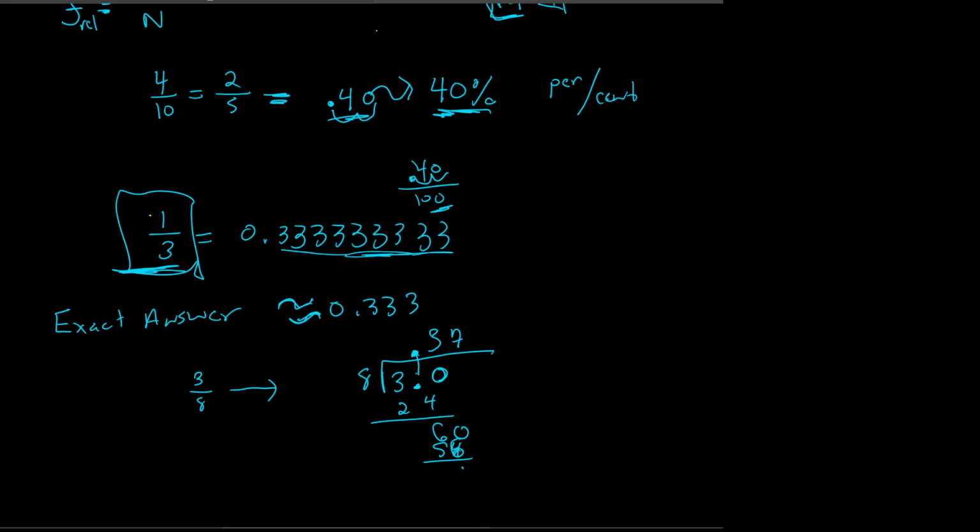I said 56, and I wrote 54. That gives me 4, and I bring down a 0. And that divides 5 times, and that's 40. And notice I have no remainder. And so this is an exact result. 3/8 is exactly 0.375. And so I use a normal equal sign, and it's exact.